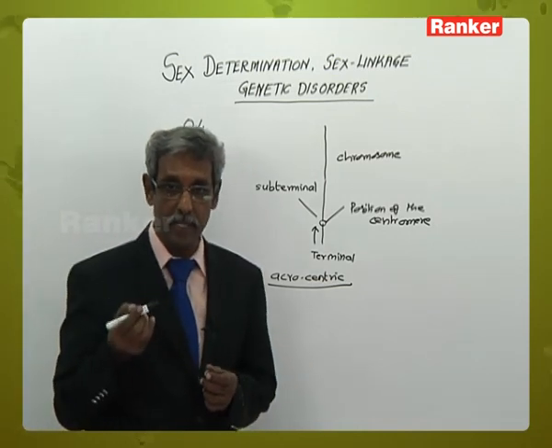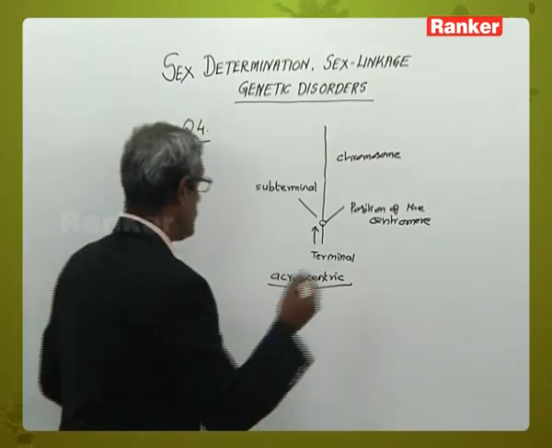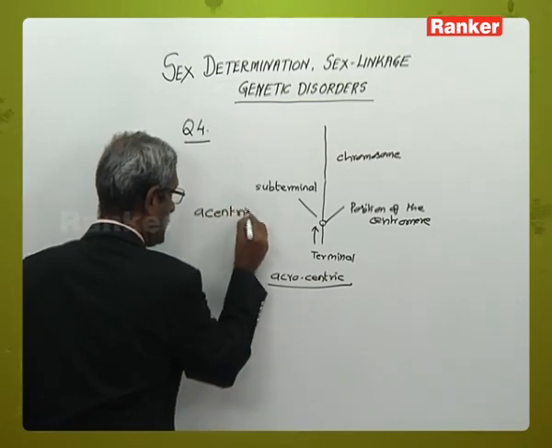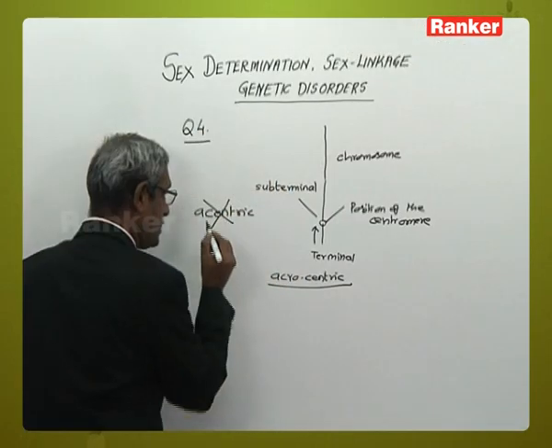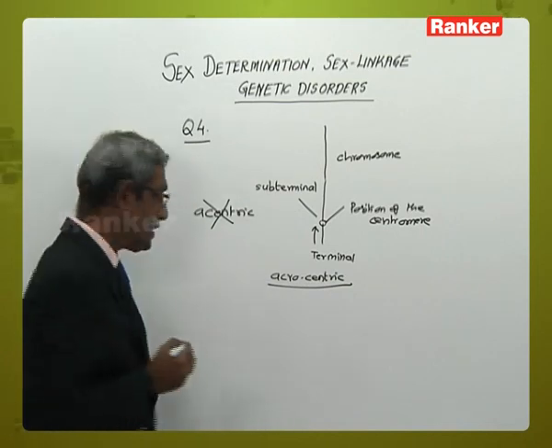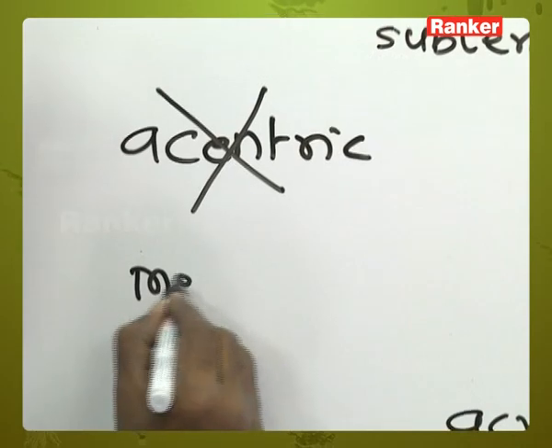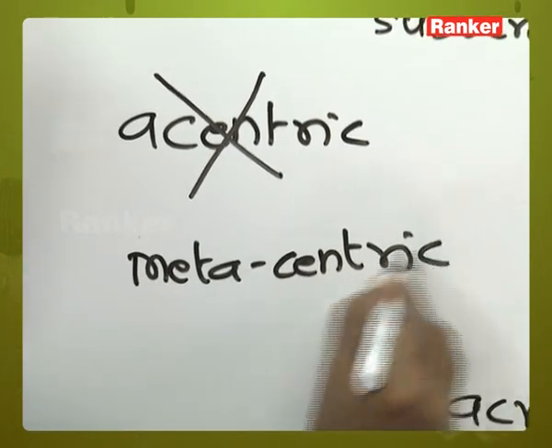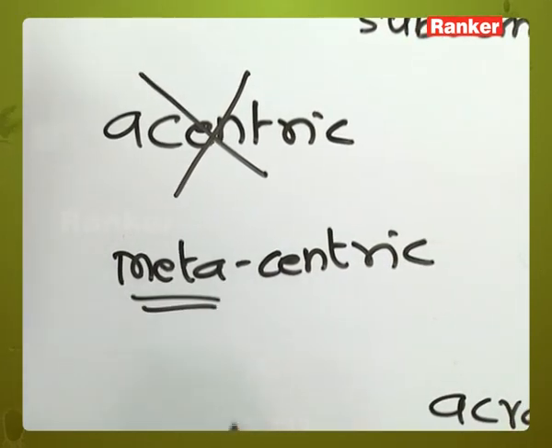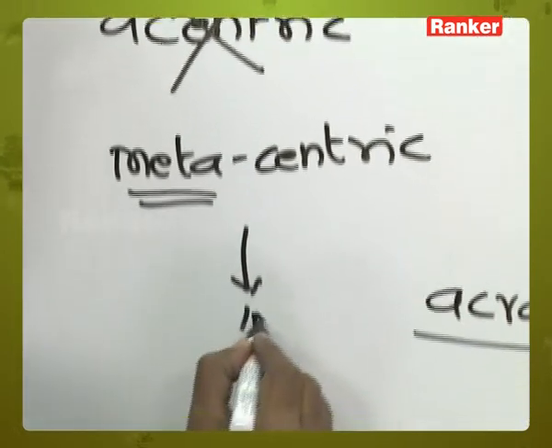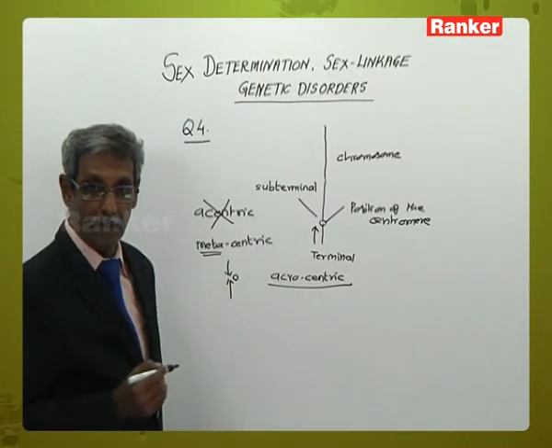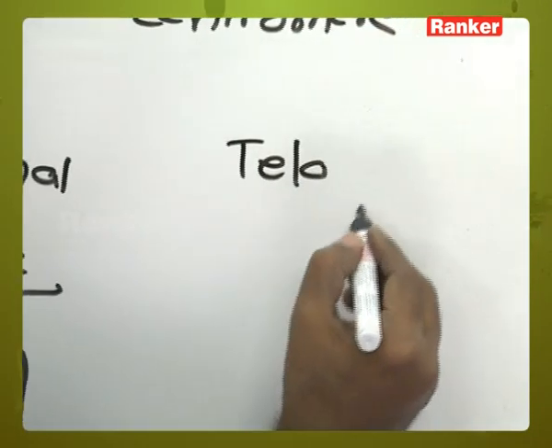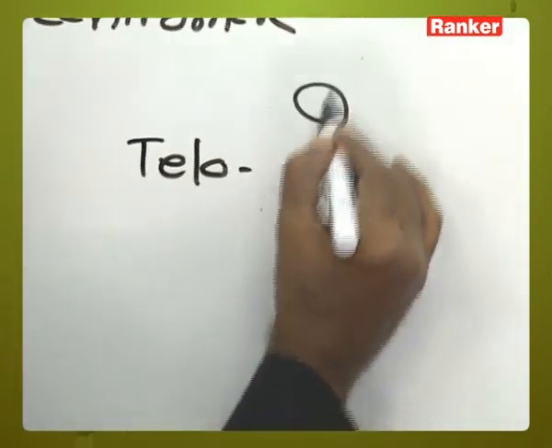The other choices are acentric. Acentric means without a centromere, no centromere. Whereas metacentric means at equal planes. Then later on we also have heterocentric. Telo refers to terminal end.